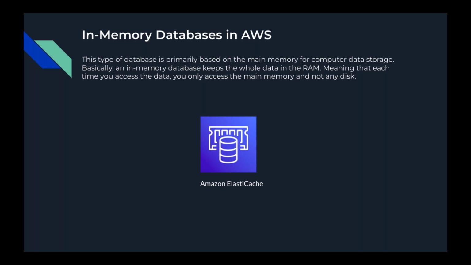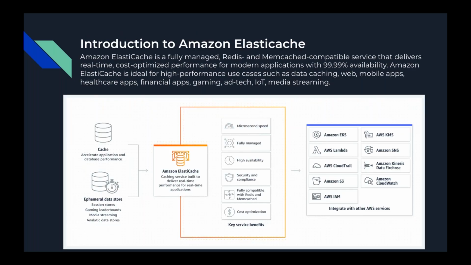Here, AWS offers us a service called ElastiCache, so let us look into the ElastiCache service. Amazon ElastiCache is a fully managed Redis and Memcached compatible service. It delivers real-time, cost-optimized performance for modern applications with 99.99% availability. ElastiCache is ideal for high-performance use cases such as data caching, web, mobile apps, healthcare apps, finance apps, IoT, media streaming, session stores, and microservices based applications. Amazon ElastiCache majorly speeds up database and application performance, scaling to hundreds of millions of operations per second with microsecond response time.